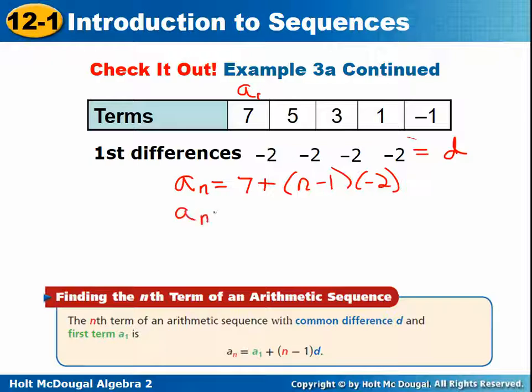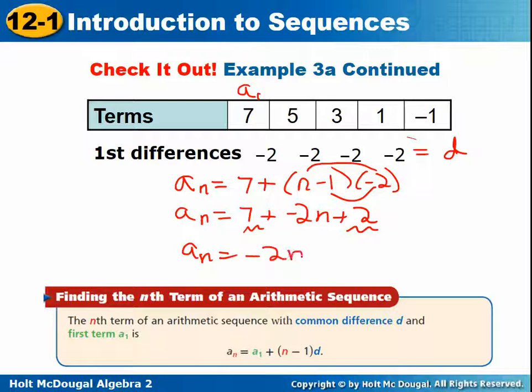So a sub n is equal to 7, and now I do the distributive property. I take negative 2 times both of these parts. Negative 2n, negative 2 times negative 1 is plus 2. And now I combine my like terms, which are 7 and 2. And I'm going to put the negative 2n in the front here. Plus 9. Or you could write it as 9 minus 2n. Either one would be correct.